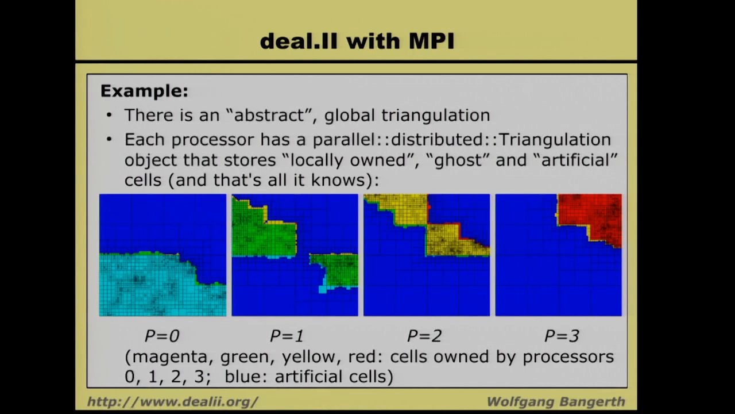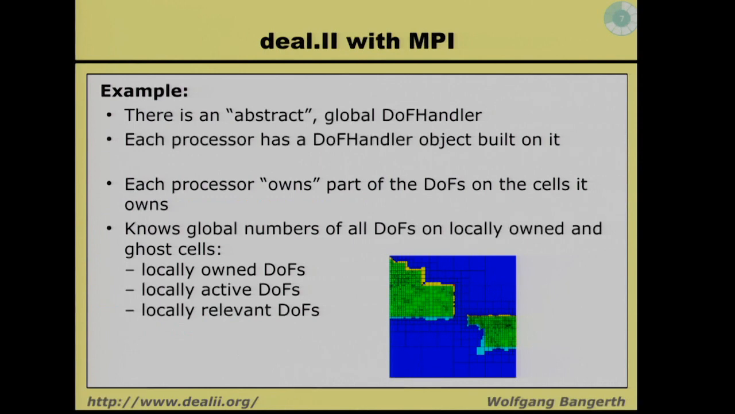The object that does this in deal.II is called parallel distributed triangulation, and it is something that essentially offers a triangulation object on every processor, the union of which would correspond to this abstract global triangulation. On this triangulation, we would build a DOF handler, which has the same kind of structure. There is an abstract DOF handler that lives globally, but that is not accessible, that it is distributed among all of the processors. And each processor will build a DOF handler that is built on the locally owned cells.